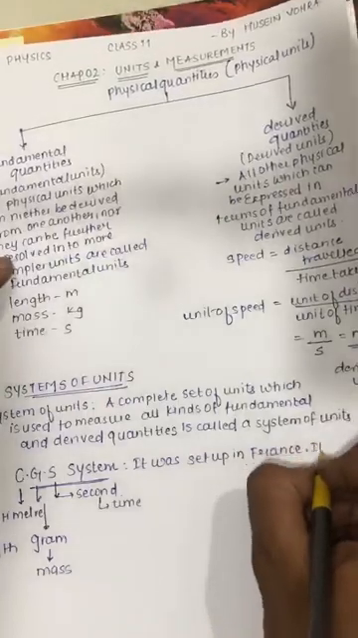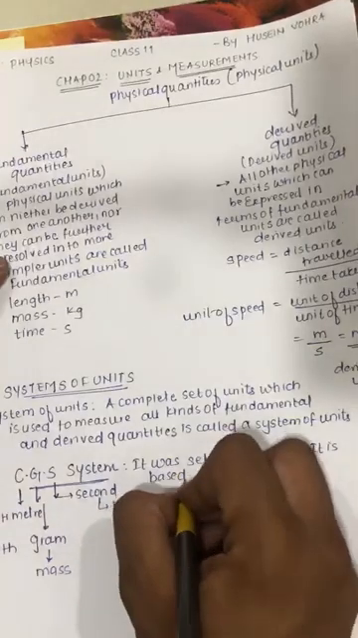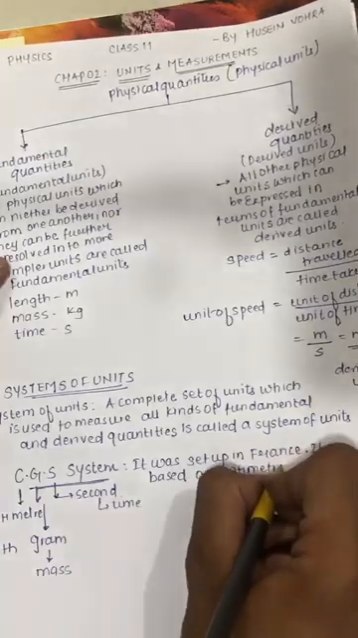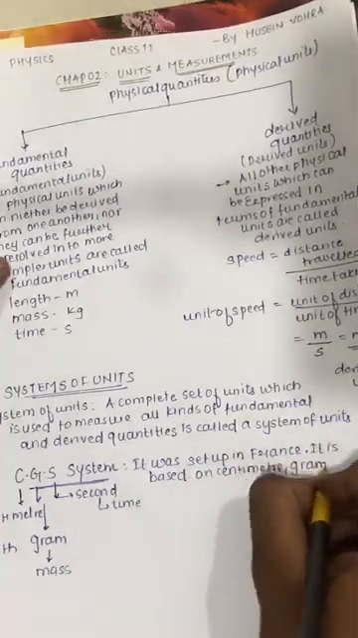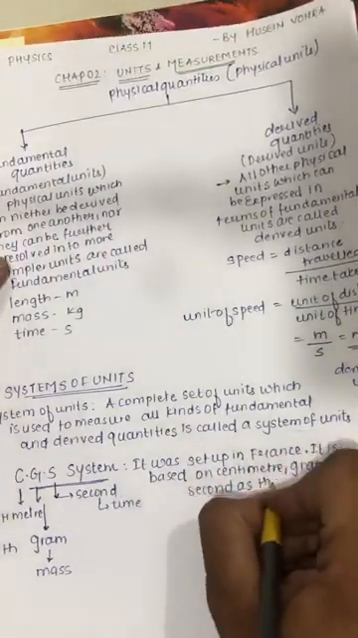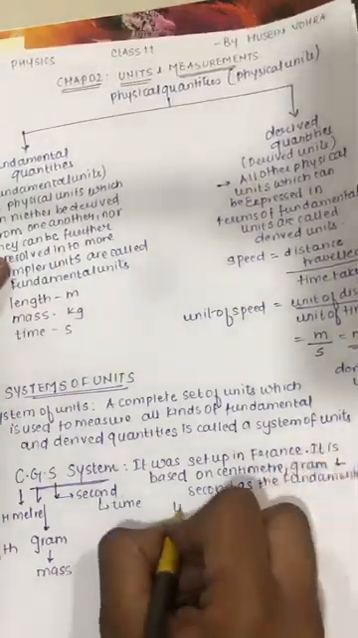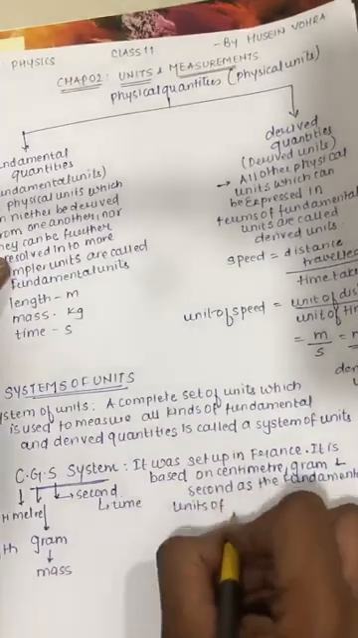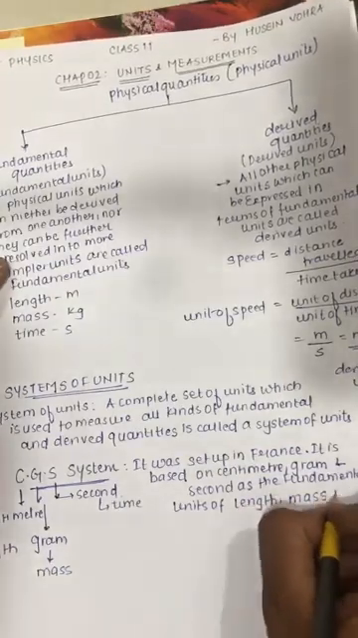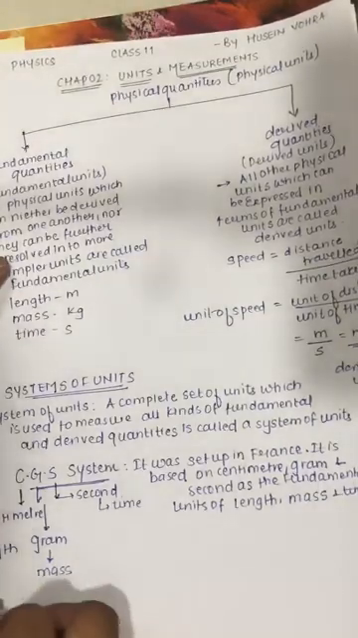I can write it is based on centimeter, gram, and second as the fundamental units of which three quantities? Units of length, mass, and time respectively. Clear?